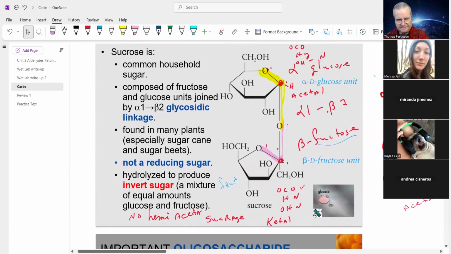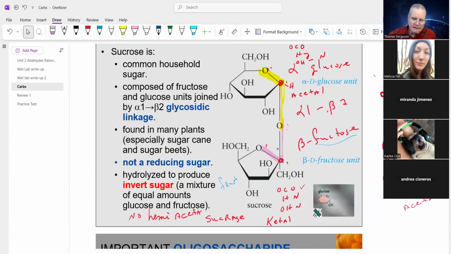Okay, let's see here. I think of anything else. What's interesting is there's something called invert sugar. So when you get sugar from honey, it's not sucrose. It's a mixture of glucose and fructose. That's why they call it an invert sugar. That's what this was pointing out right here.